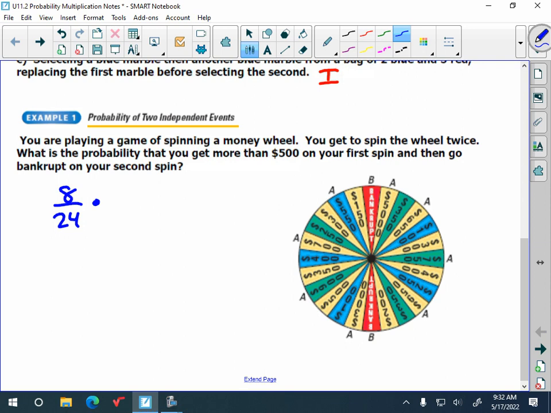All right, and then we're going to multiply this. Find the probability of going bankrupt. It looks like there's 2 places that you can go bankrupt on, and so that's a 2 out of 24. All right, and then we can go ahead and multiply those together. It's up to you how you want to do this. You can throw it in a calculator, let it do it for you. You could simplify first. Looks like 1 out of 36.